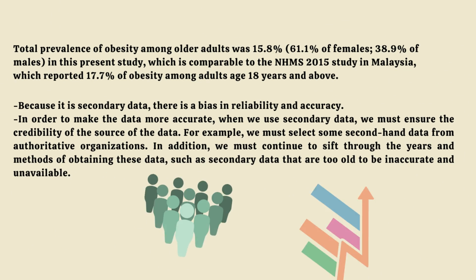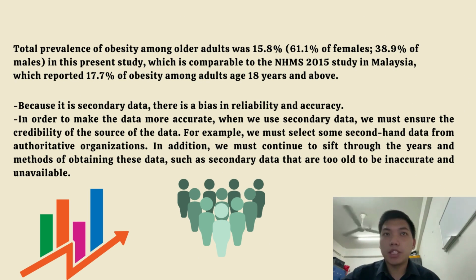Our study is focused on the issue of obesity in Malaysia. Total prevalence of obesity among older adults was 15.8%, 61.1% of female and 38.9% of male in the present study, which is comparable to the NHMS 2015 study in Malaysia. Because of each secondary data, there is bias in reliability and accuracy, so we need to confirm where the sources come from, and we must check the years and method for obtaining the data, because secondary data that is too old can be inaccurate and unavailable.